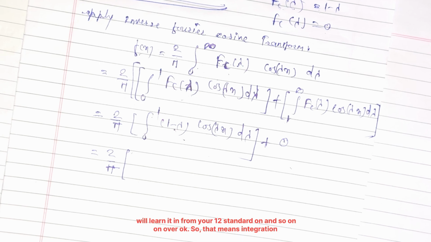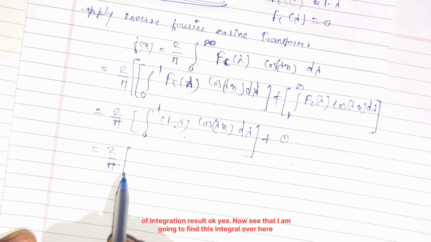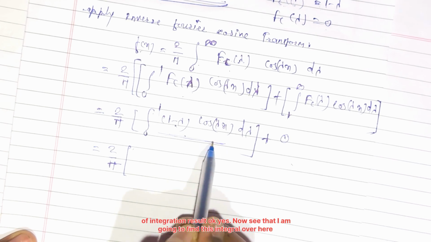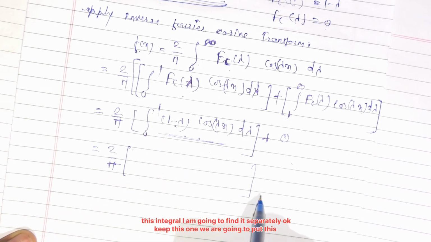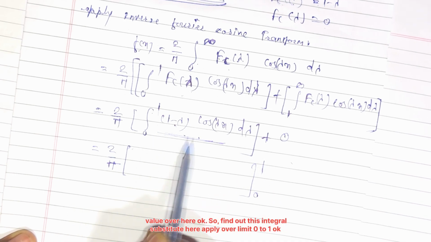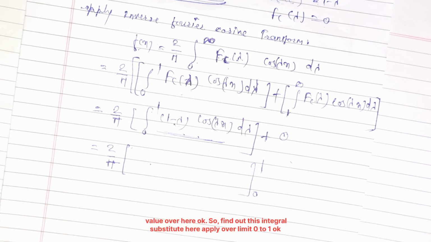That means the integration of u into v is u into the integration of v minus the integration of the derivative of u into the integration of v. That you can apply, or recently I introduced one more integration result. Now I'm going to find this integral separately. Keep this one, we are going to put this value over here. So find this integral, substitute here, and apply the limits 0 to 1.